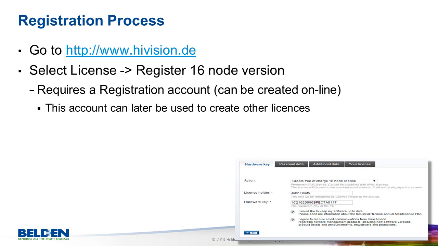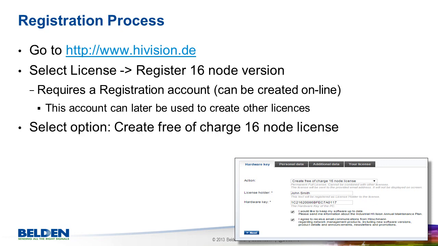For maximum availability, the license registration site is not run on the same server as the other websites. This means that you will need to create a separate account in order to register the software. Just to be clear, you cannot use the same account that you used to download the software. This is slightly inconvenient, but it's a trade-off for availability. In any case, you will probably use the Industrial HiVision website account later to create other licenses.